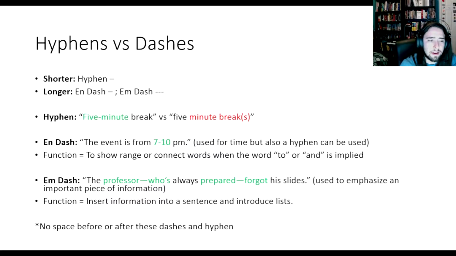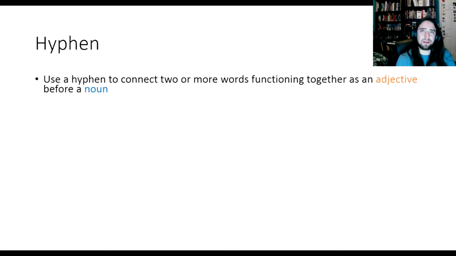And then that little asterisk there is just saying, usually you don't want to put a space before and after. If you do that on a hyphen or a dash, it's incorrect. Except, like I said, with the N dash, if you're using a dash and don't want to find the special character. For hyphen, use a hyphen to connect two or more words functioning together as an adjective before a noun.